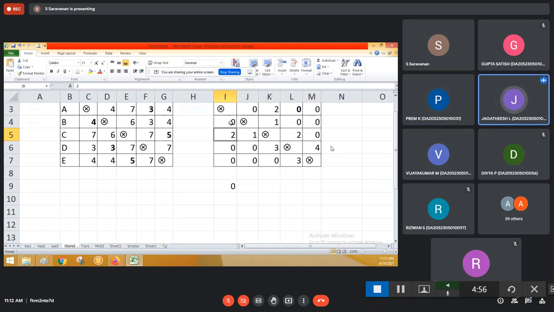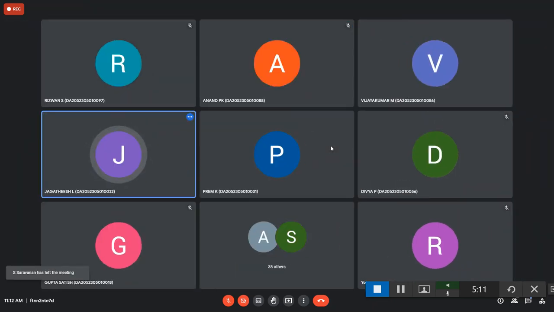The third row is 2, 1, null, 3, 0. The fourth one is 0, 0, 3, null, 4. The last row is 0, 0, 0, 4, null.